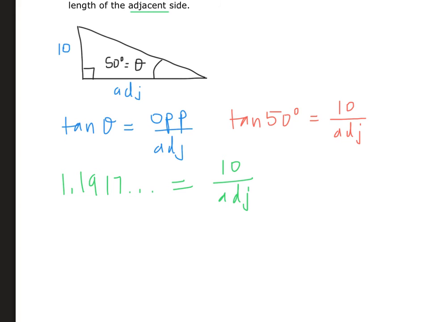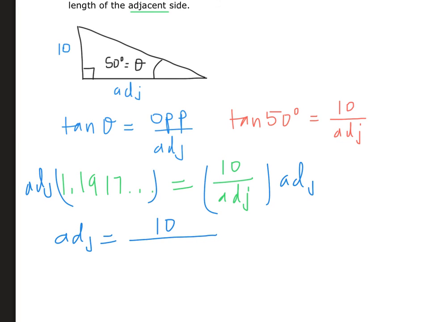Doing a little bit of algebra here, we think about multiplying both sides by this unknown adjacent side. Then we get that the adjacent side is going to be equal to 10 divided by that tangent value that we found. And that equals approximately 8.391.